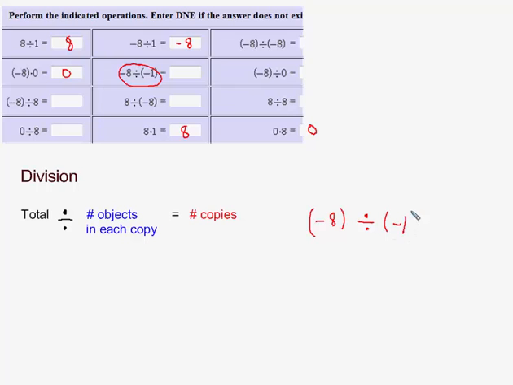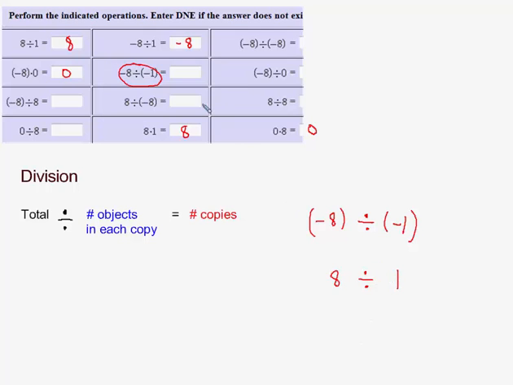Negative 8 divided by negative 1 is going to be easy to explain, because to do this you first take the absolute values of the two numbers. The absolute value of negative 8 is 8, the absolute value of negative 1 is 1, and then you perform that division, and we've done that problem already. In fact, I think we did it twice.